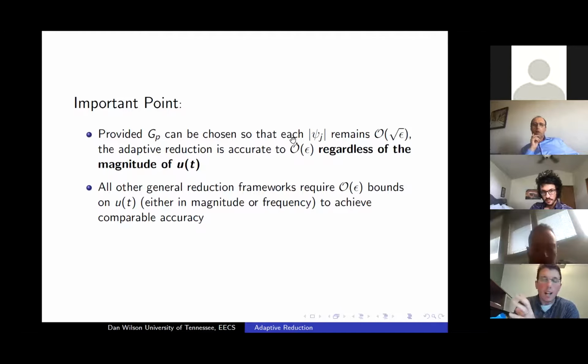This is in direct contrast with most standard phase reduction strategies, which generally require either the magnitude of the input to be small or the input to be varying slowly or something like that, which are generally restrictive conditions. In this case, we can use whatever magnitude input that we want and still get an accurate reduction. So this is going to allow us to approach problems that would otherwise be intractable.